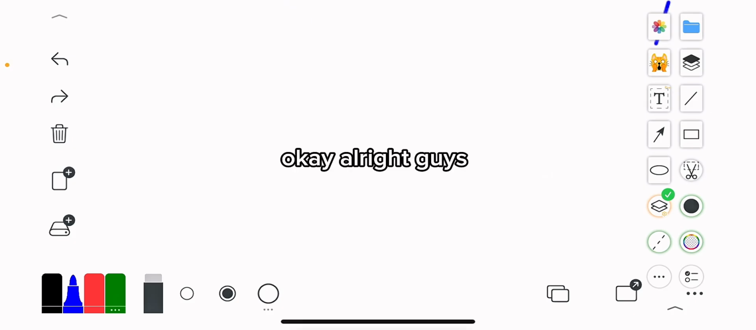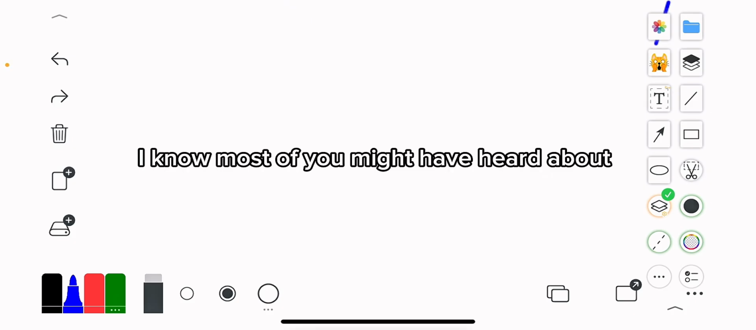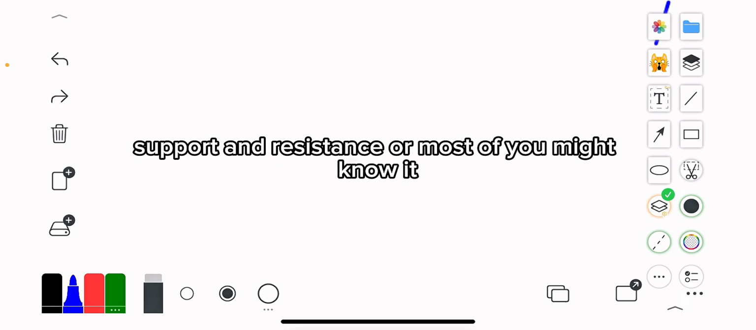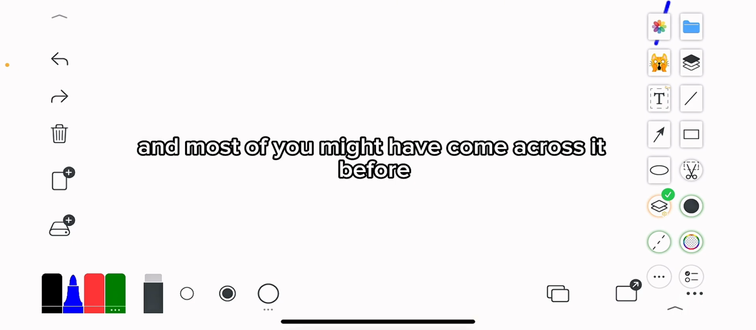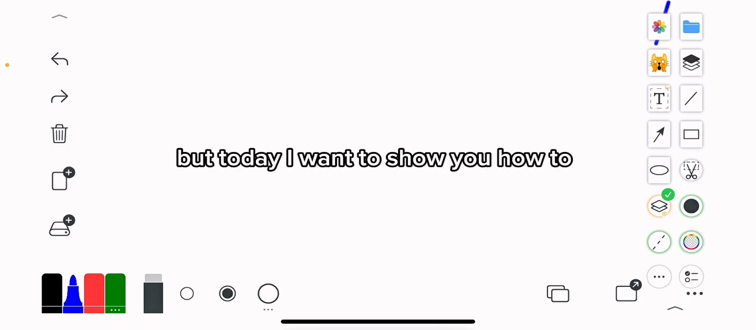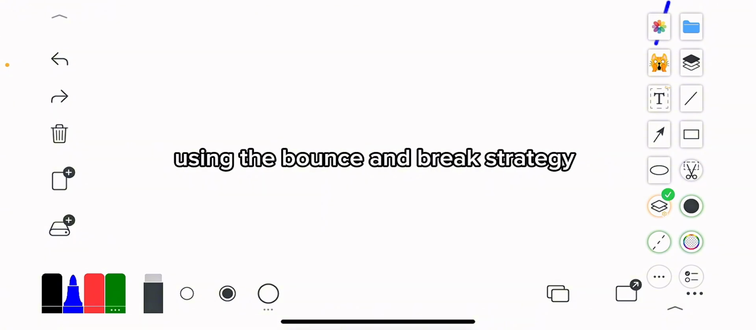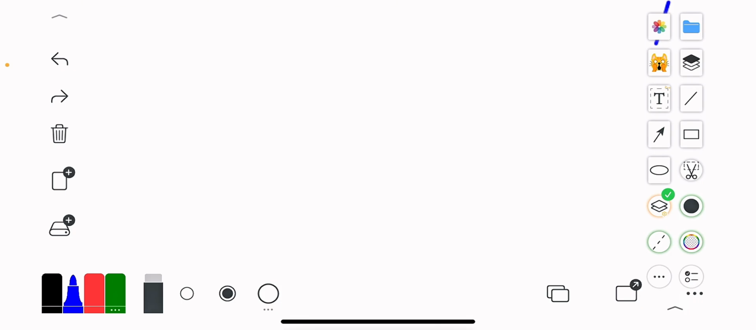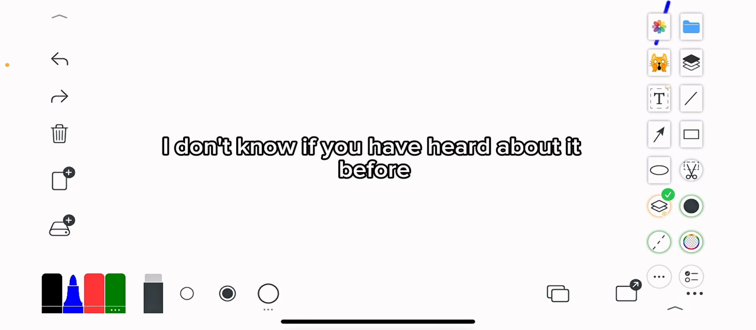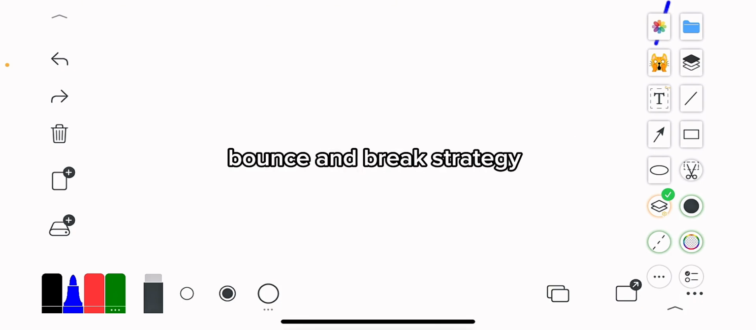Okay, alright, guys. I know most of you might have heard about support and resistance, and most of you might have come across it before. But today, I want to show you how to trade support and resistance properly using the bounce and break strategy. I don't know if you have heard about the bounce and break strategy before.